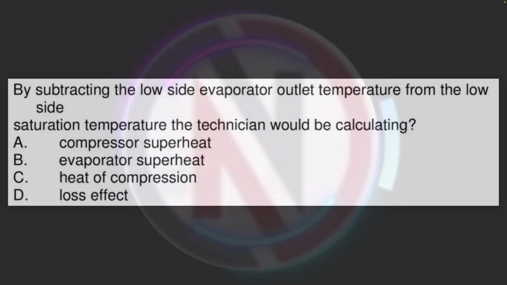By subtracting the low side saturation temperature from the low side evaporator outlet temperature, the technician would be calculating: A. Compressor superheat, B. Evaporator superheat, C. Heat of compression, D. Loss effect.